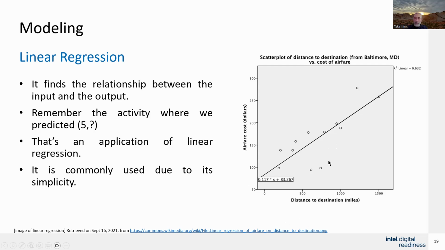And what this one says is the scatter plot of distance to destination from Baltimore, Maryland versus the cost of airfare. So in other words, what they're saying is if you're in Baltimore and you're flying somewhere that's a certain distance away, what does it cost you for that flight? Okay, so it makes sense. If you fly farther, it should cost more, right? Because there's more fuel, you know, and whatever, right? And you have to find enough people in that location that want to go to that distant spot also.